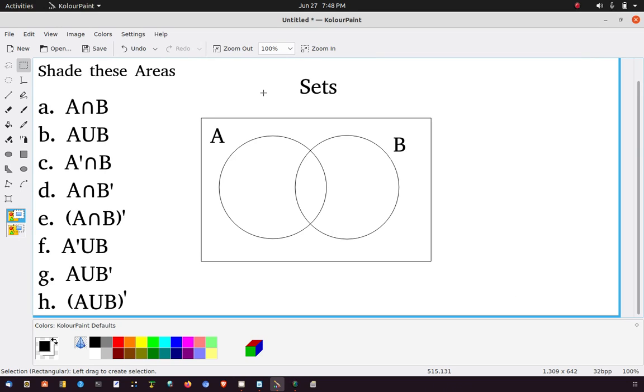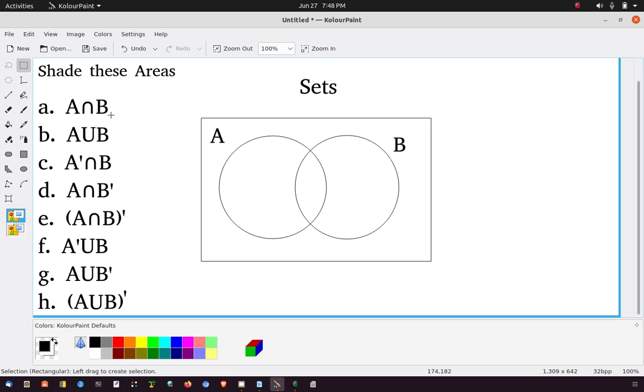Let's look at intersection of two sets. What I want you to do is to pause the video and draw this diagram of the sets A and B, and then shade the areas that I outlined from A to H. So go ahead and pause. Okay, so you pause the video, you draw this, and you shade the area that represents each of these from A to H. Now let's look at it.